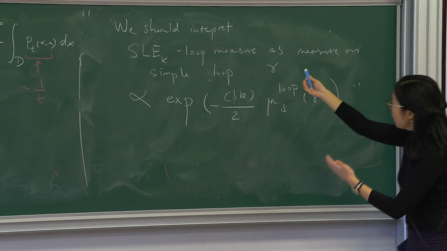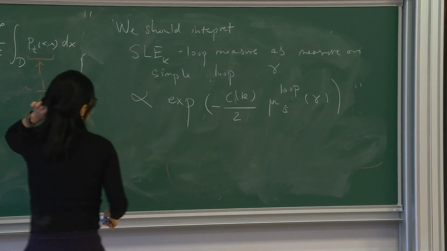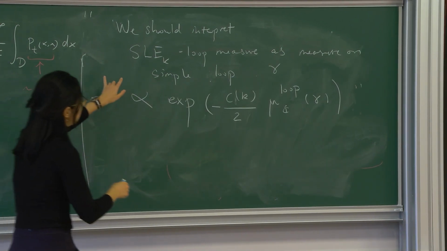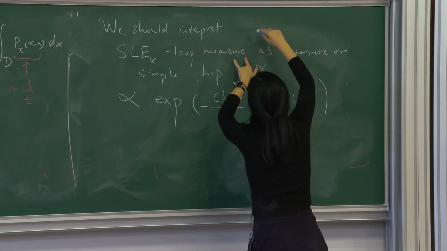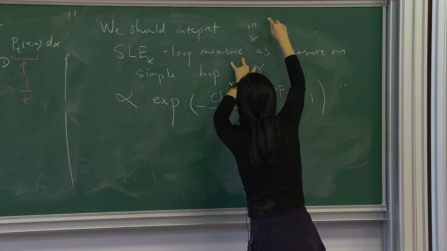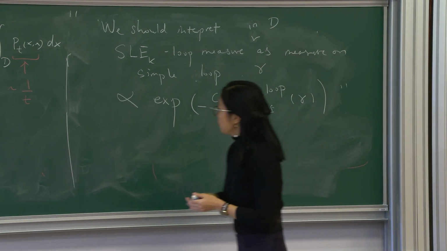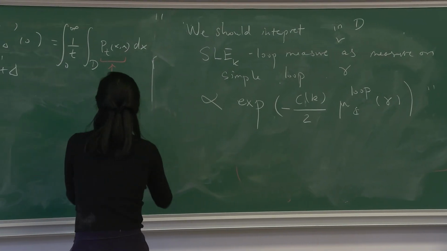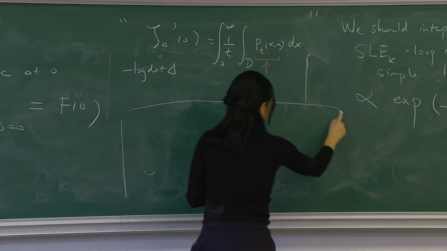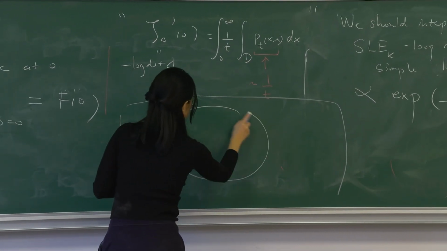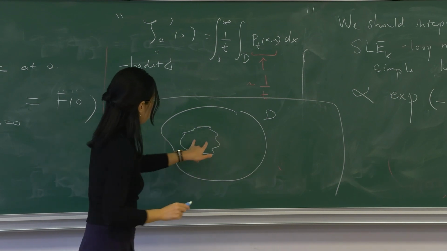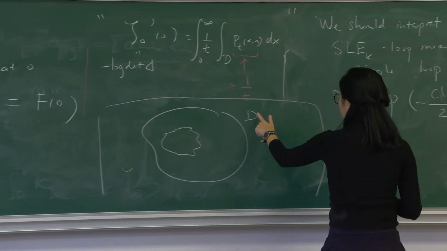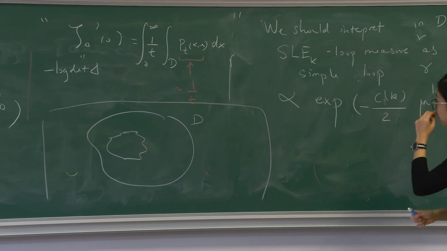So what does that mean? It means... okay, maybe let me take SLE loop in a domain. So this would be a measure of SLE loop in a domain D. There's some measure on SLE loop contained in the domain D.